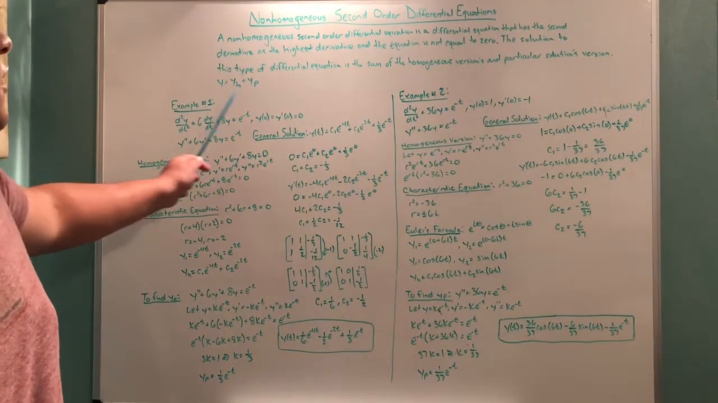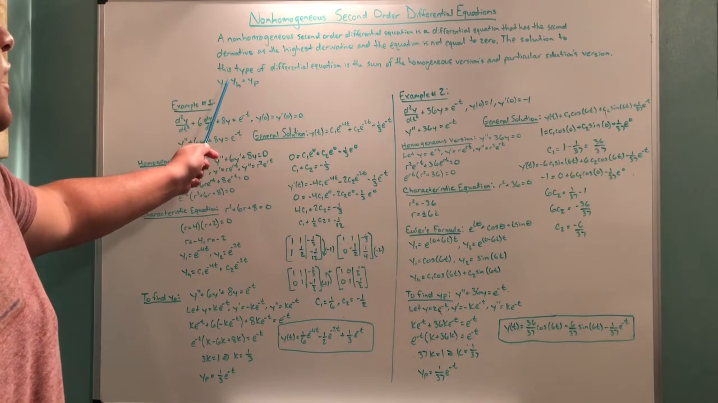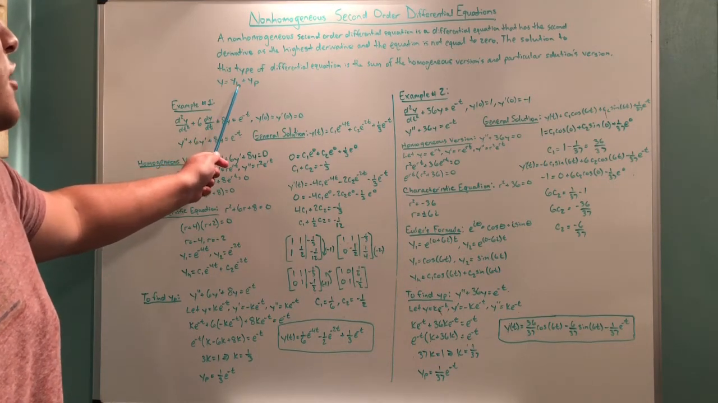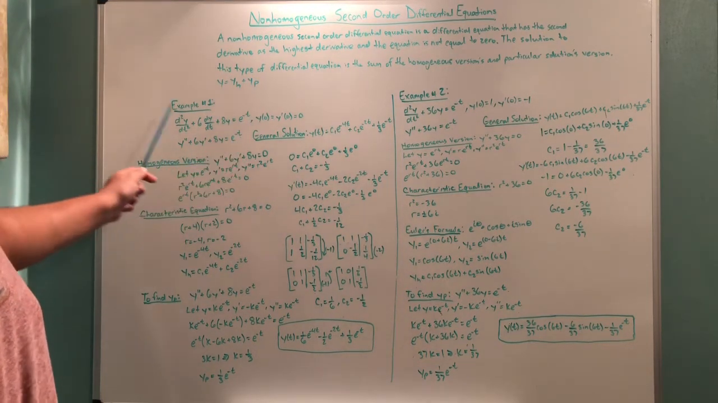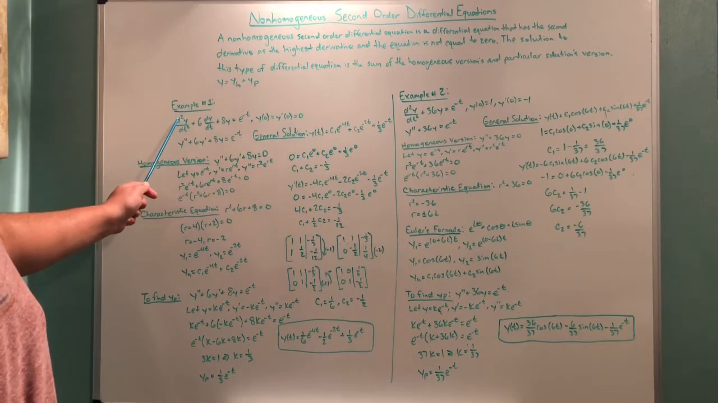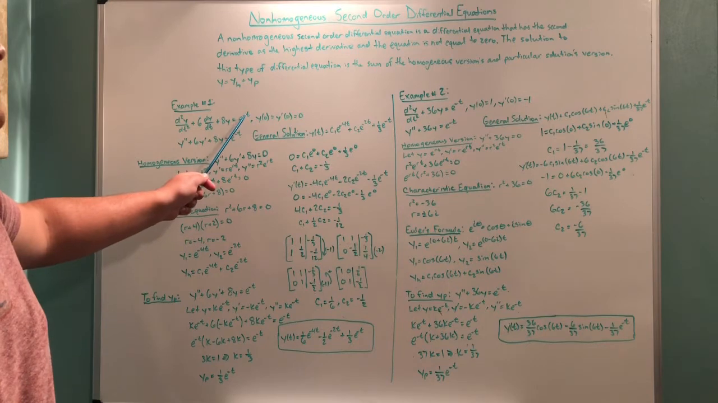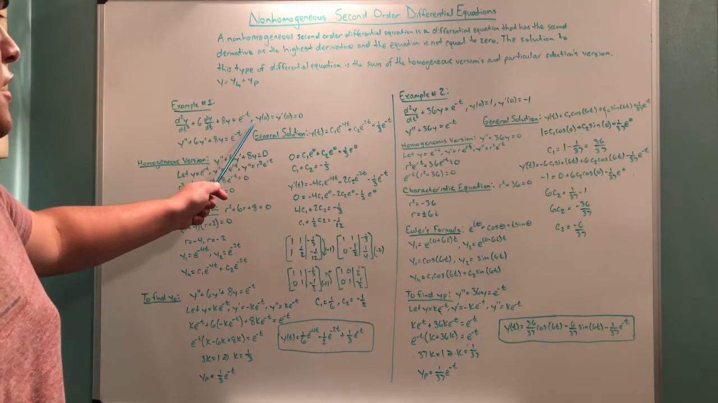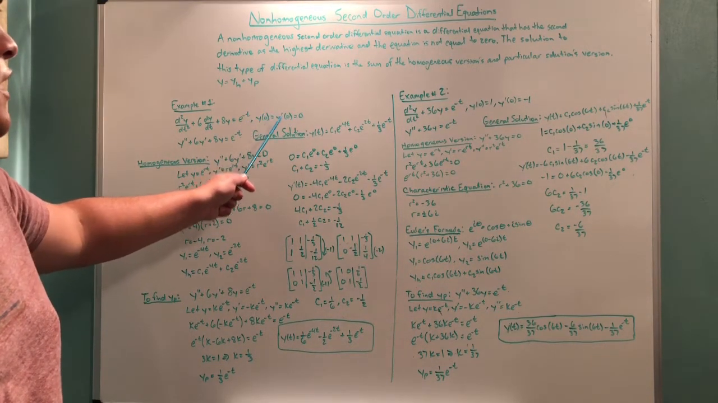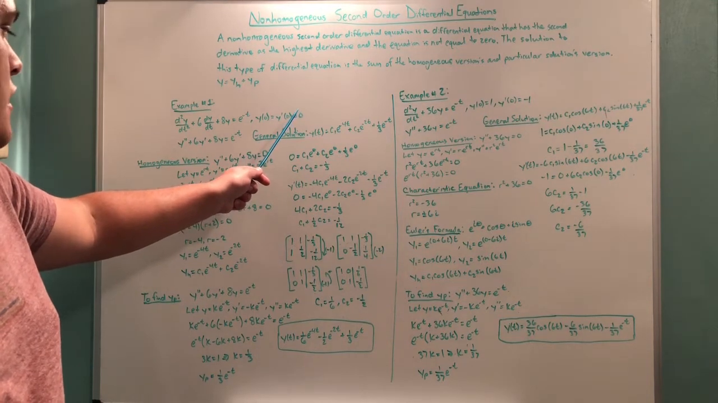So, for example, it may look like this, where we have y is equal to yh plus yp, where yh is the homogeneous and yp is the particular. For our first example, we have d squared y over dt squared plus 6 dy over dt plus 8y is equal to e to the minus t. Our initial conditions are y of 0 is equal to y prime of 0 is equal to 0.